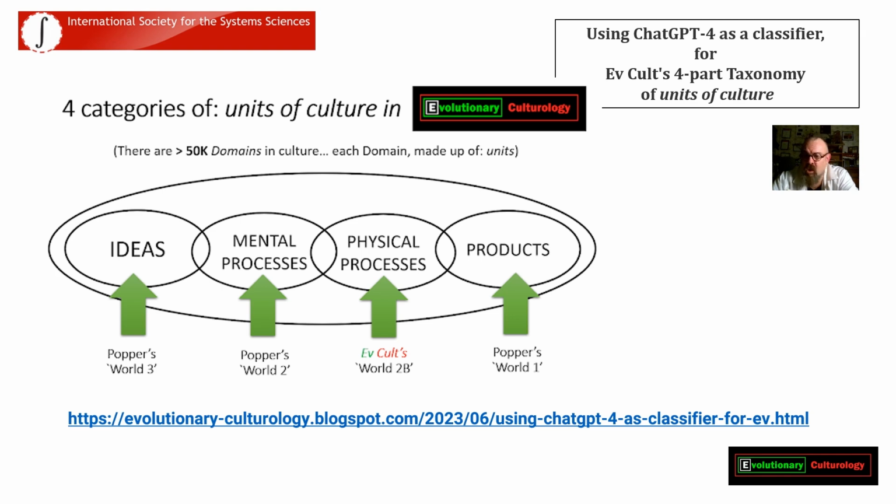There's an article on the EvCult blog called Using ChatGPT-4 as a Classifier for EvCult's 4-part taxonomy of units of culture. So you can put a little script into your ChatGPT-4 and it will do it for you, which is good. There's over 50,000 domains in culture, and each domain is a fractal Holon parton, and it's made up of smaller units, ideas, processes, and products, which are also structured and function by the 3 laws as fractal Holon partons. Good to have the units for every domain in culture, one standard universal scientific set.